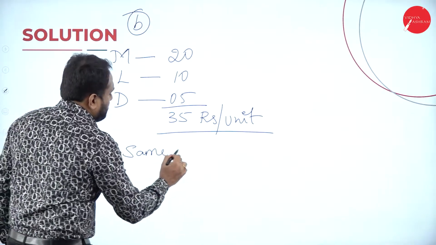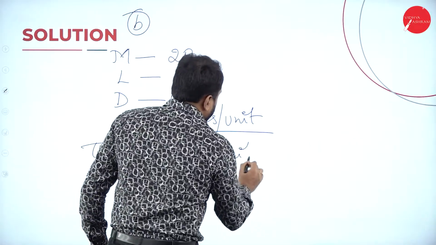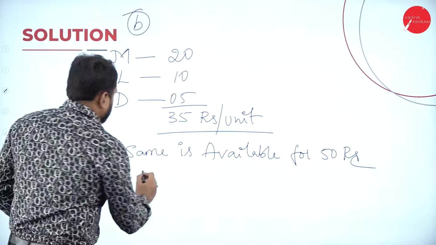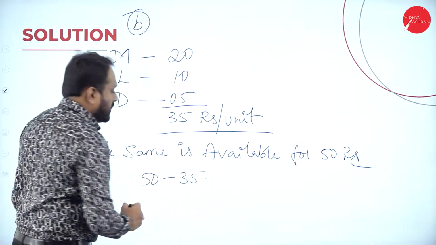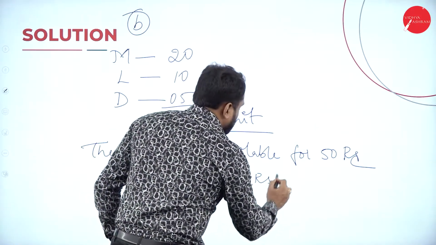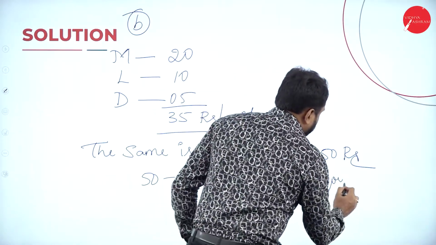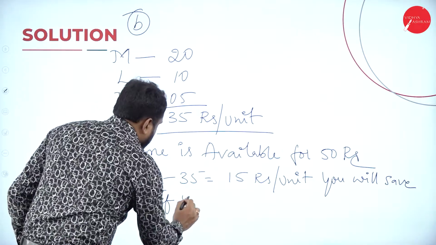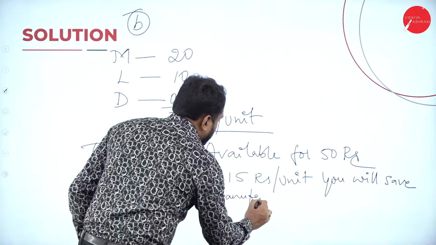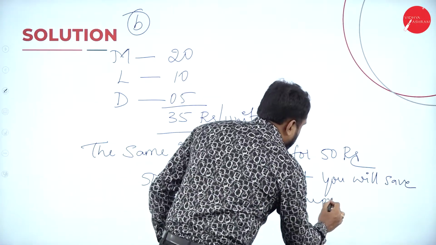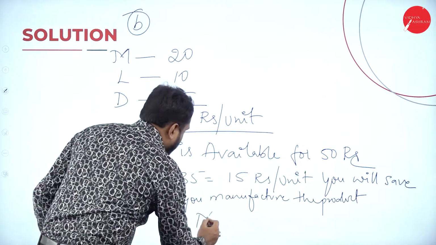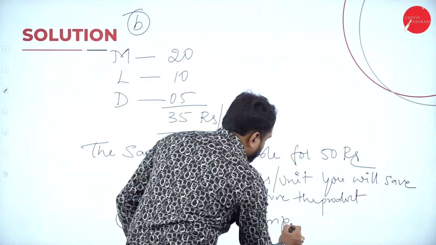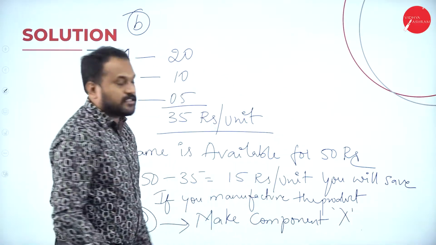So what is the option here? The same is available for 50 rupees. So what will you do? 50 minus 35 is equal to how much? 15. 15 rupees per unit you will save if you manufacture the product, hence you will make the product. Again, what is your decision? Your decision is you will make component X. This is how you will be writing.